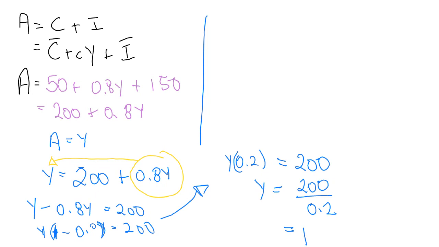Absolutely. And all this lets us know is that the equilibrium level of income is 1,000.